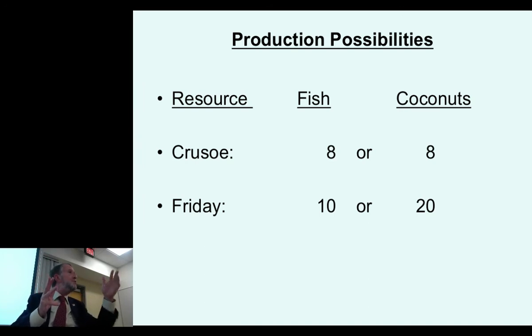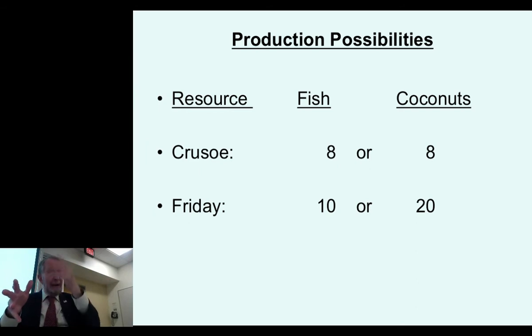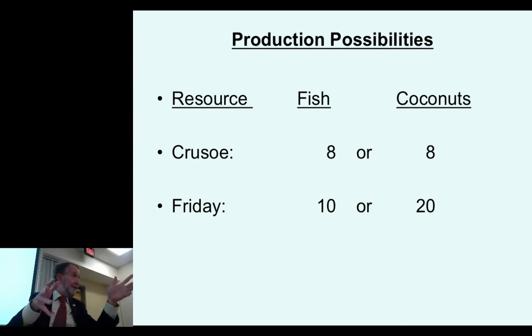It's obvious that it's 1 per hour, right? Whether it's coconuts or fish. So he could do 0 coconuts and 8 fish. Or he could get 1 coconut, that would be an hour gone, and get 7 fish, or 2 coconuts and 6 fish, and on, down 4 and 4, and so forth. So that's his abilities. That's what his relative abilities are.